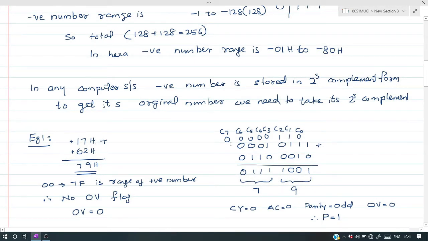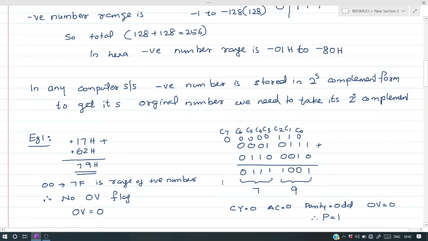So 17H is represented in this way and 62H is represented in binary form like this. When we are performing bit-by-bit addition, this becomes 1. This is 0 with carry 1. This is 0 with carry 1. 1 plus 0 is 1 with carry 0. Then 1, 0, 1. This is 1. This is 1. Under this condition, the carries are zeros and there is no carry from the MSB, that is, the C7 carry is 0.